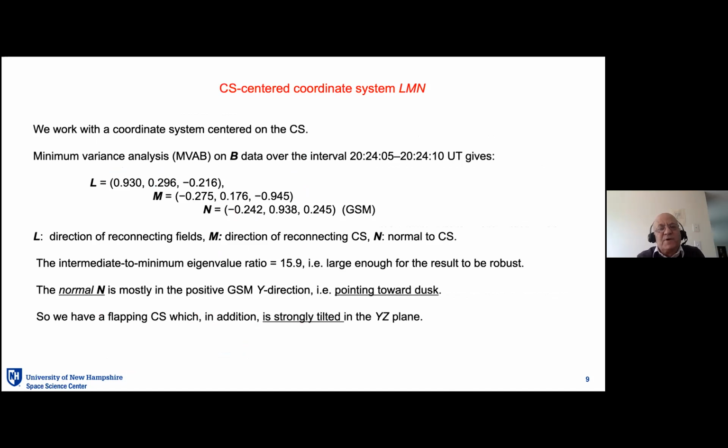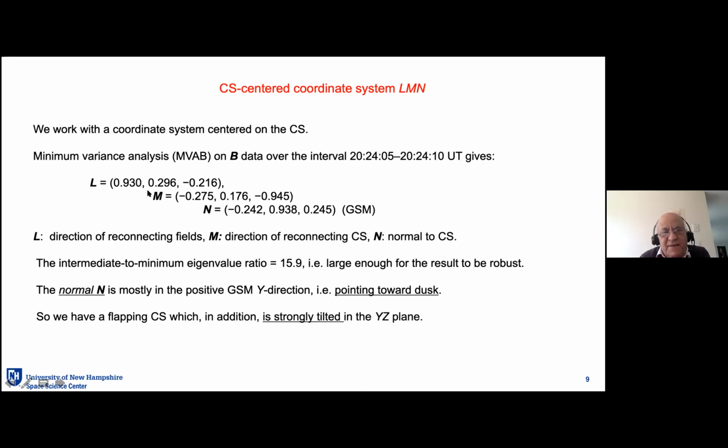And now, of course, we need to use a coordinate system which is more useful for us. So we go to a coordinate system centered on the CS. We do a minimum variance analysis on the high resolution magnetic field data on this interval here, and we get these results. What strikes us is that the normal component is mostly in the GSM-Y direction. See, it's pointing towards dusk. This is the tilting which we just saw a moment ago.